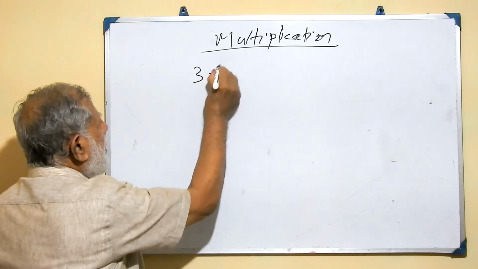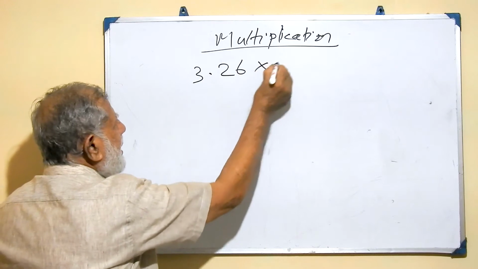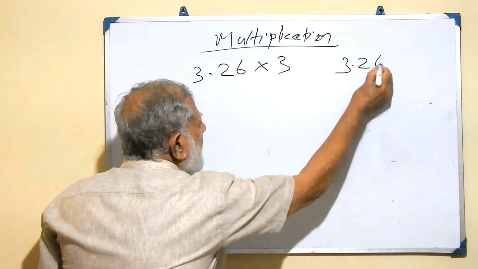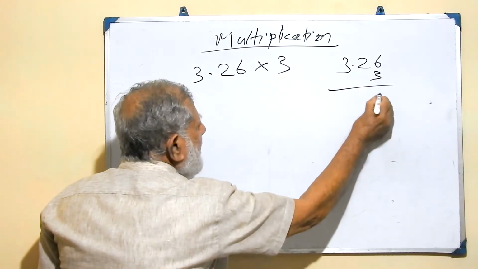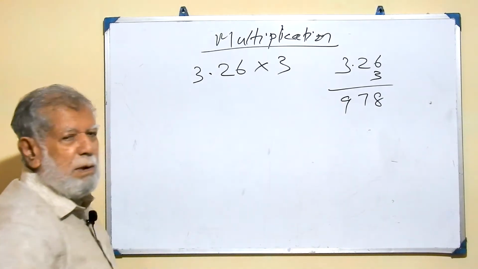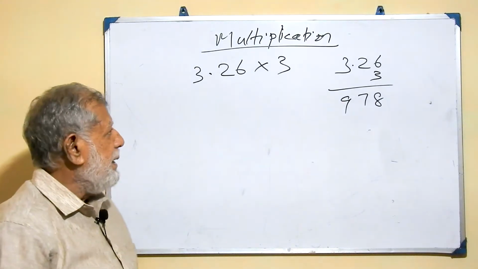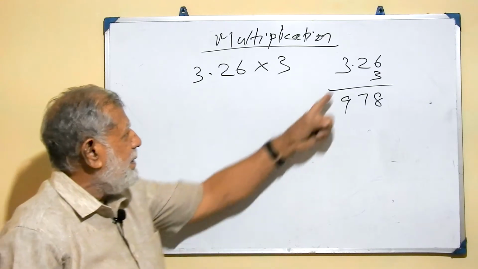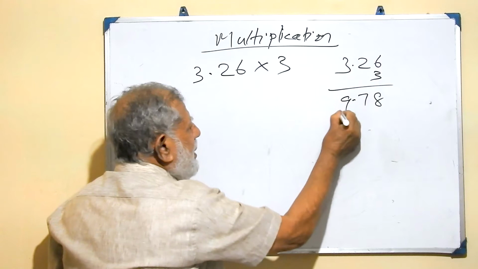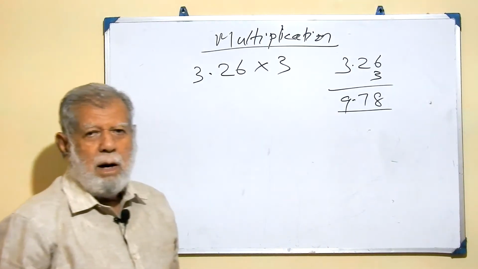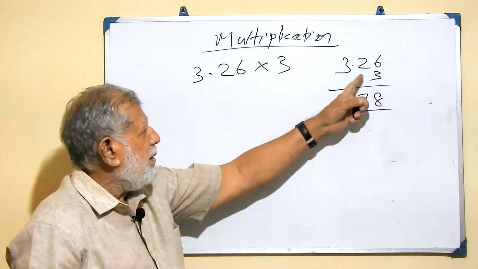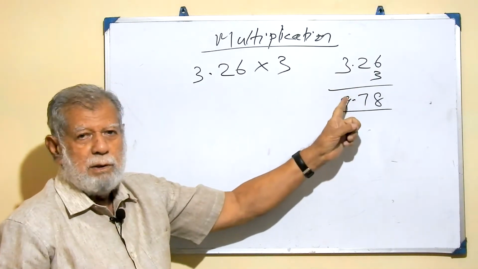We will say 3.26. We will multiply by 3, a whole number. So 3.26, it is always better to write like this and multiply. 3 sixes are 18, 1 over; 3 twos are 6, and 1 makes 7; 3 threes are 9. Here you have to be very, very careful to put the decimal point. You count the decimal numbers in the sum. So here in the sum there are two decimals, so the answer also should have two decimals.